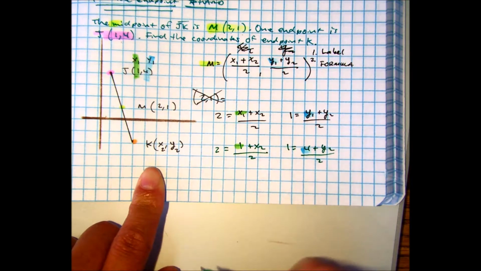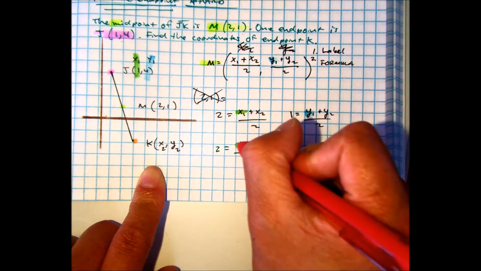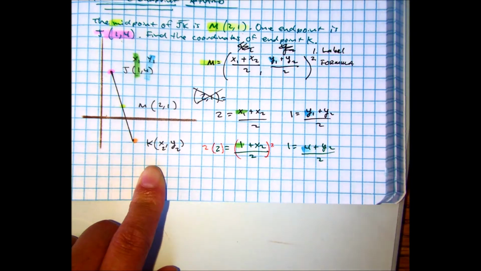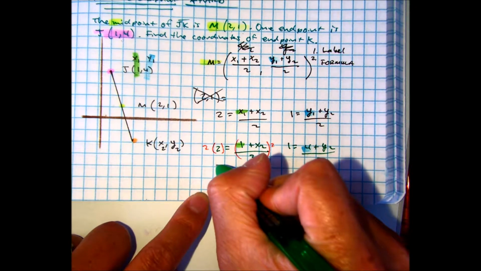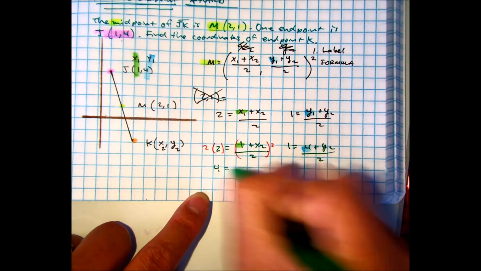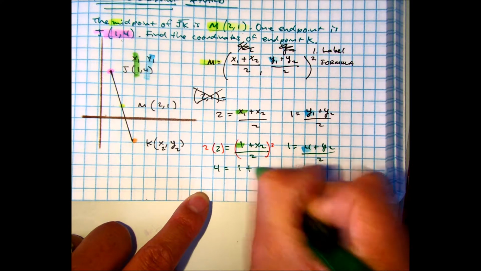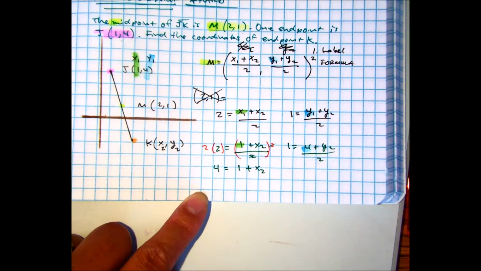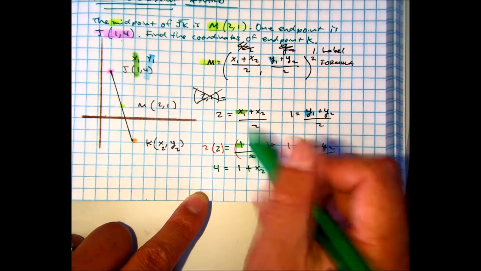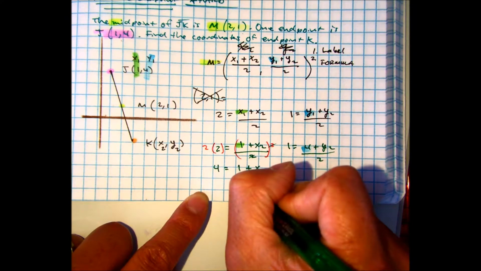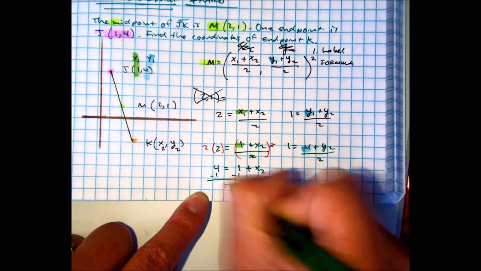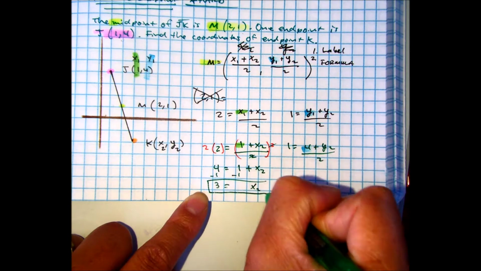Class, what's the opposite of division? So I'm going to multiply this side by 2. Class, what do I get over here? 4 equals 1 plus x2. Remember, your 2's have just canceled there. If I subtract 1, your x2 value is going to become what? 3.